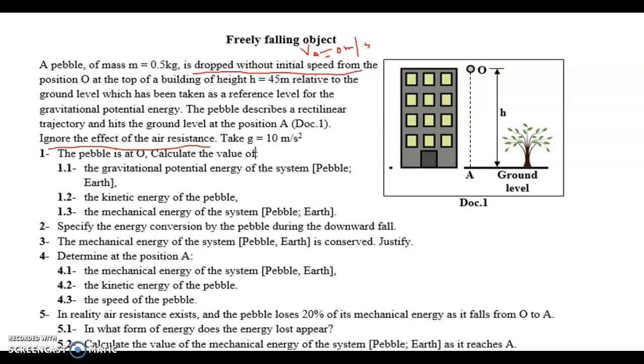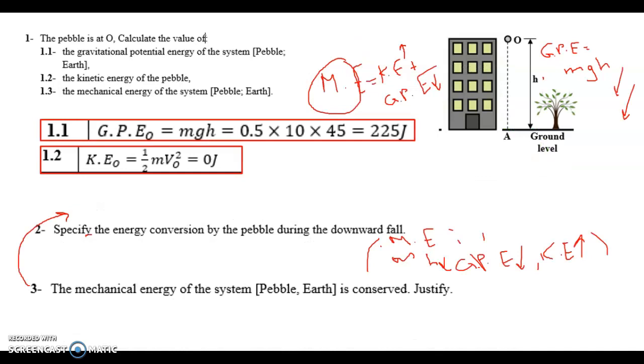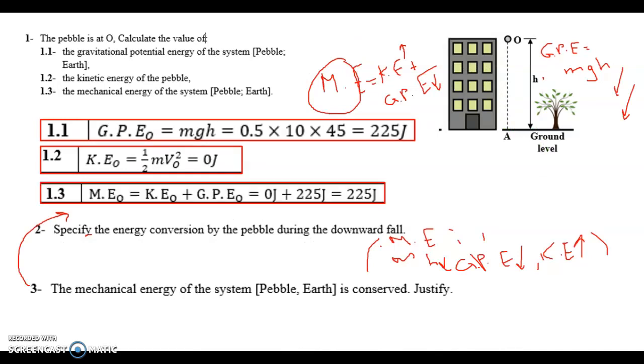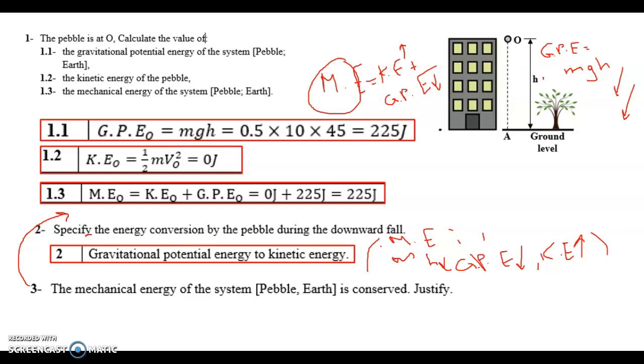Now the kinetic energy of the pebble at position O. We are given that the pebble was dropped without initial speed from the position O. So this means that V at O is 0 meters per second. So it's half mVO squared, which is equal to 0 joules. The mechanical energy of the system at O is kinetic energy at O plus GPE at O, which is 0 joules plus 225 joules. It is equal to 225 joules.